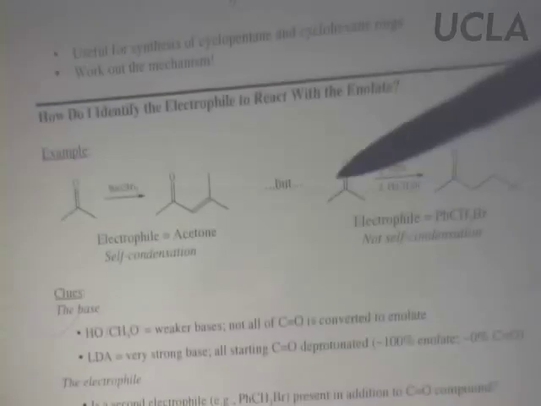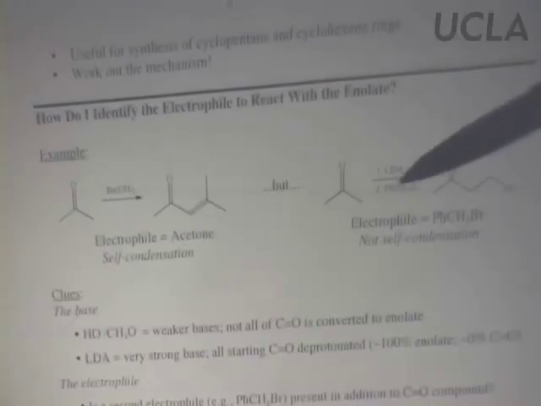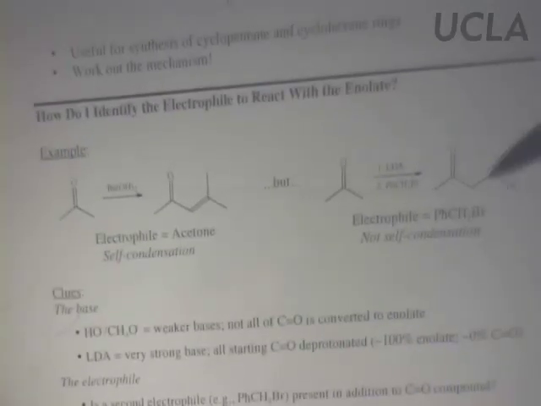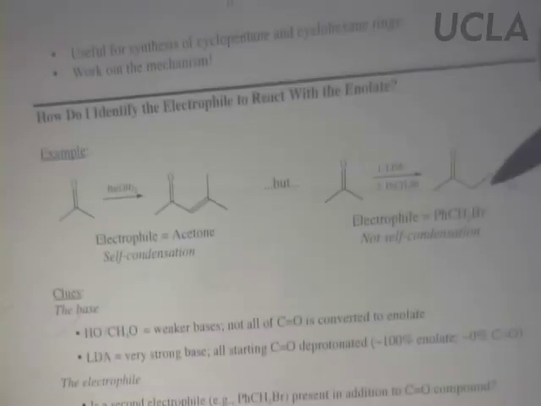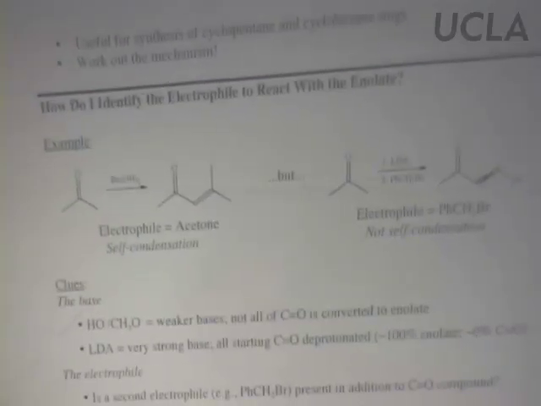But if I take acetone and react with LDA and then benzyl bromide, phenyl CH2Br, we do that SN2 kind of process, we don't get self-condensation. We get reaction between these 2 guys. There's my new bond. You might say, how do I tell what's going to happen here? Well, there's a couple of clues to look at.